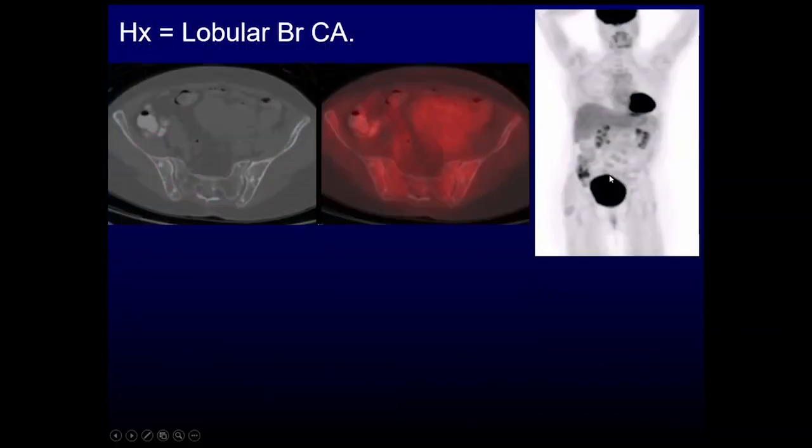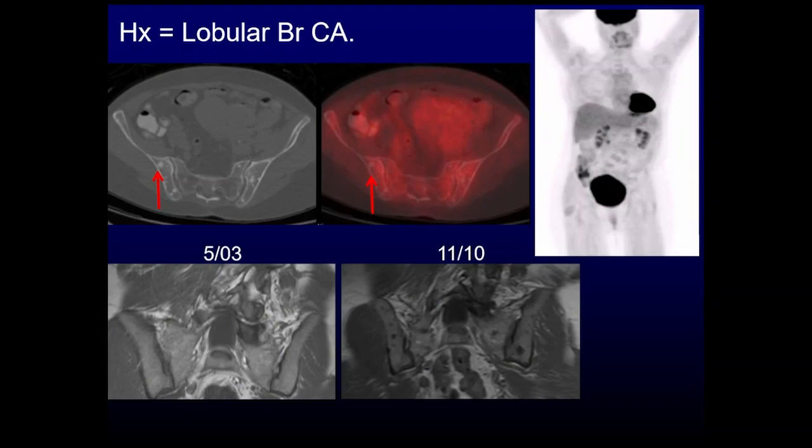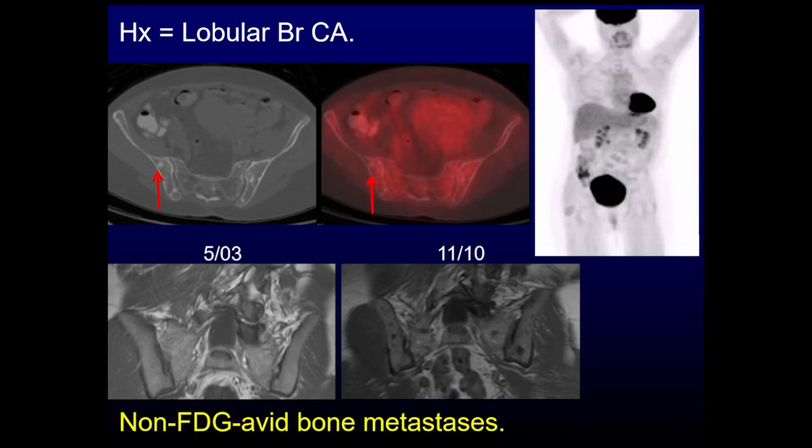So here's an example of an FDG PET-CT where there are no abnormal FDG avid foci, but there are multiple sclerotic osseous foci on the CT. Are these benign bone islands, such as osteopoikilosis, or are these non-FDG avid osseous metastases? Well, the patient had imaging from prior to their breast cancer and after the diagnosis of breast cancer, showing that these lesions are new, and thus these are not benign bone islands. This is biopsy-proven osseous metastasis, which was not avid on the FDG PET.